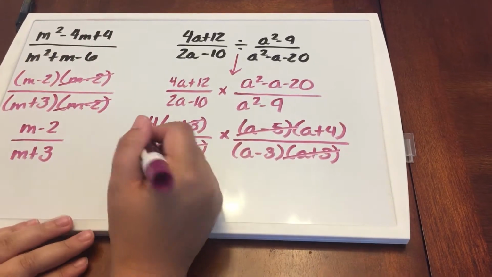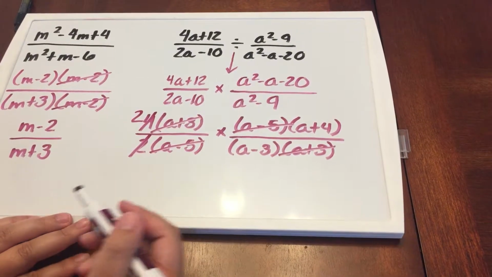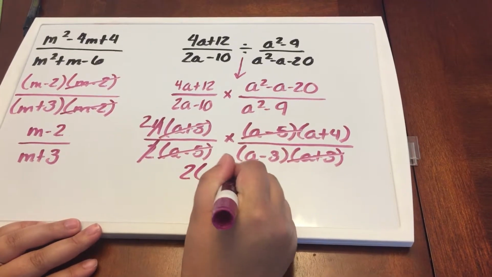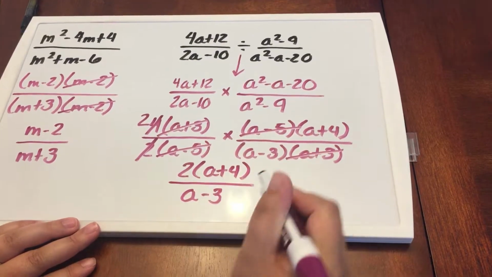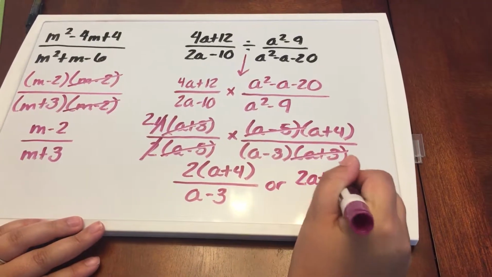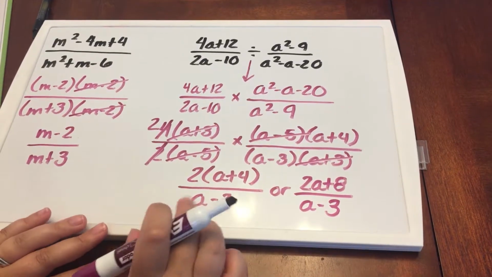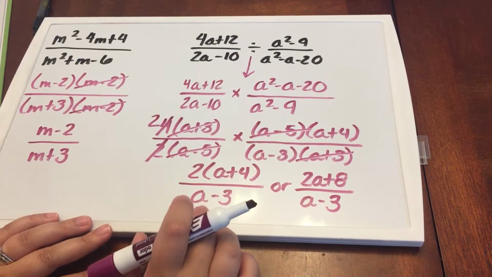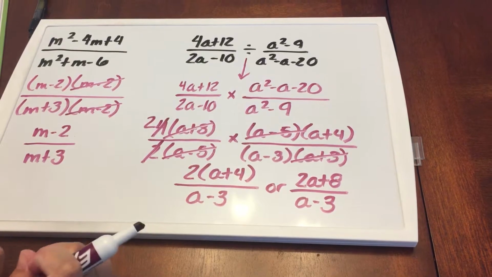Remember, 4 divided by 2 is 2. And then I'm just going to write whatever I have left. So 2 times a plus 4 divided by a minus 3. If you want to give the answer as 2a plus 8 over a minus 3, that's perfectly fine. Typically, we leave it in factored form, and the domain is everything but positive 3, because remember, your denominator cannot be 0.